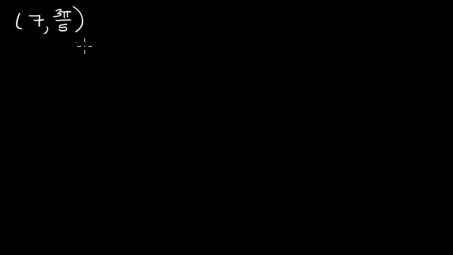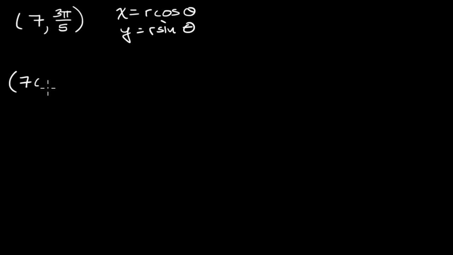Well, the key here is to recognize that x is going to be equal to r cosine of theta, and y is going to be equal to r sine of theta. So in this situation, our x-coordinate is going to be 7 times cosine of 3 pi over 5, and our y-coordinate is going to be 7 times sine of 3 pi over 5. Now, this is correct, but if we actually wanted to approximate what numbers these are, we could put them into our calculator.